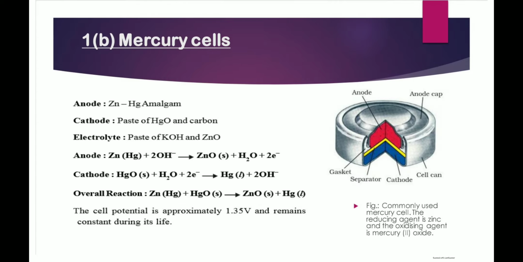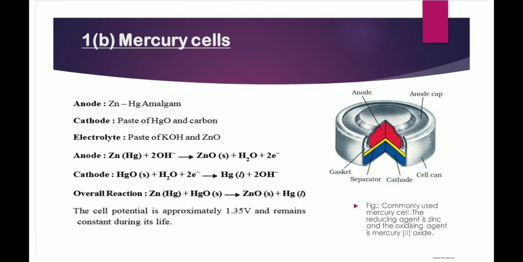The second one is the mercury cell, which is suitable for low current devices like hearing devices and watches, etc. It consists of a Zn-Hg amalgam as anode and a paste of HgO and carbon as the cathode. The electrolyte is a paste of KOH and ZnO.